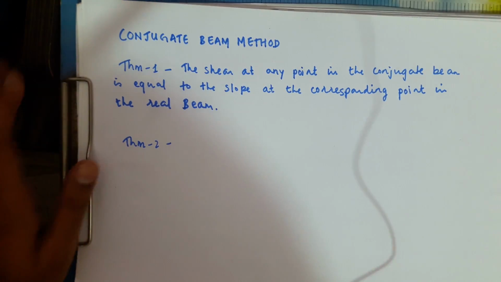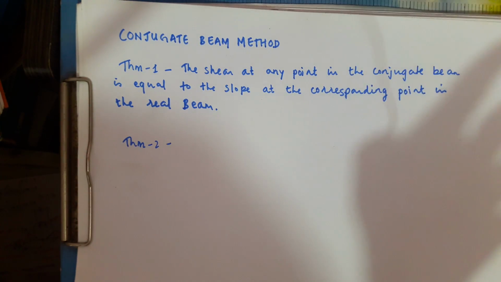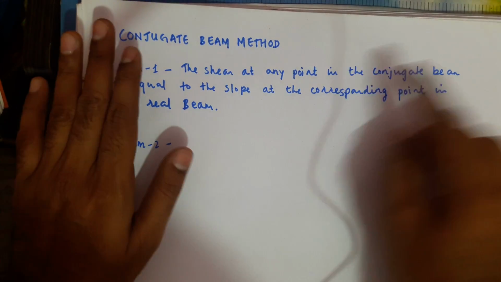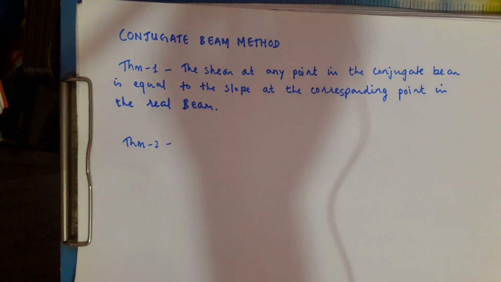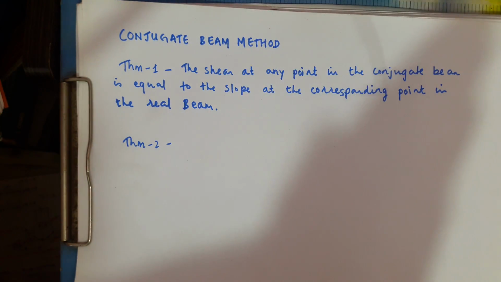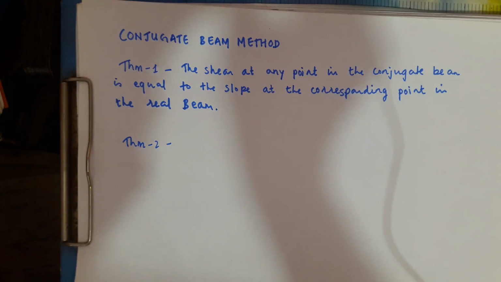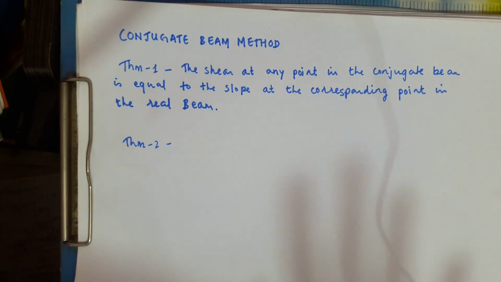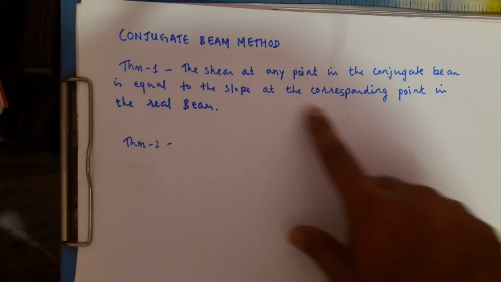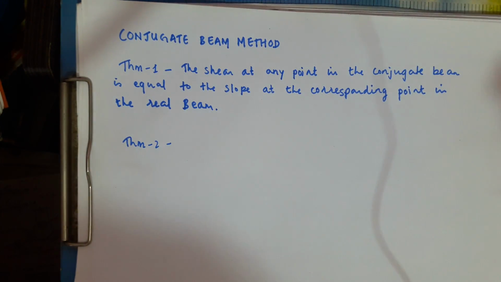So this is theorem 1. It states that the shear at any point in the conjugate beam is equal to the slope at the corresponding point in the real beam. So what we have to do here: they will give you a real beam, and that real beam we have to convert into a conjugate beam, and at any point the shear in the conjugate beam will be equal to the slope at that particular point in the real beam. Okay, so in order to find the slope in the real beam, you have to find the shear in the conjugate beam. Is that okay? So now we will see how to find deflection.